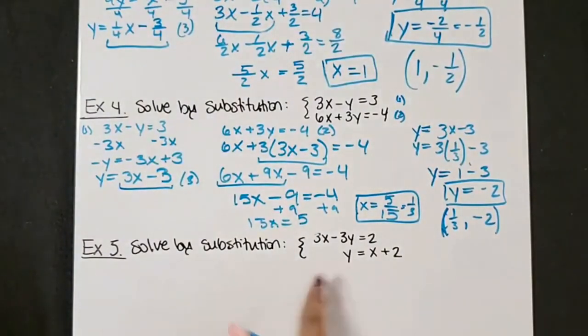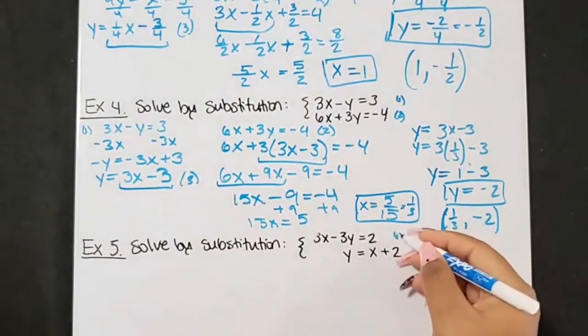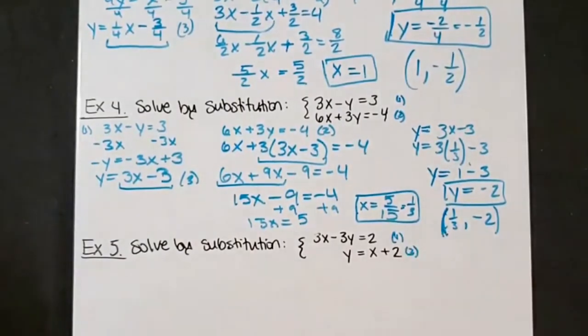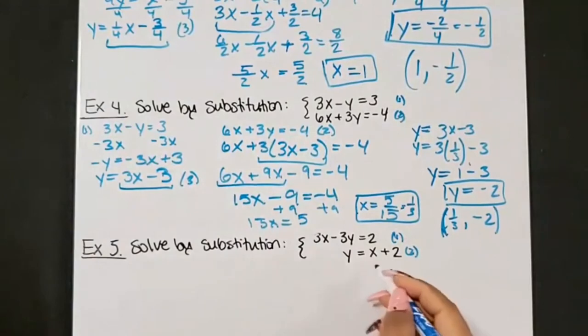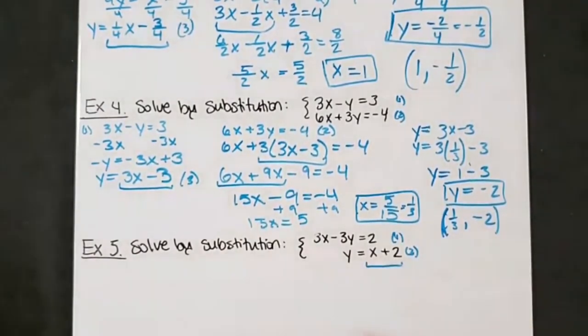For example 5, they have done the dirty work for you already. The second equation is in perfect condition for substitution, so we don't have to rearrange or anything. We're just going to take what y equals on the second equation and plug it into the first equation.